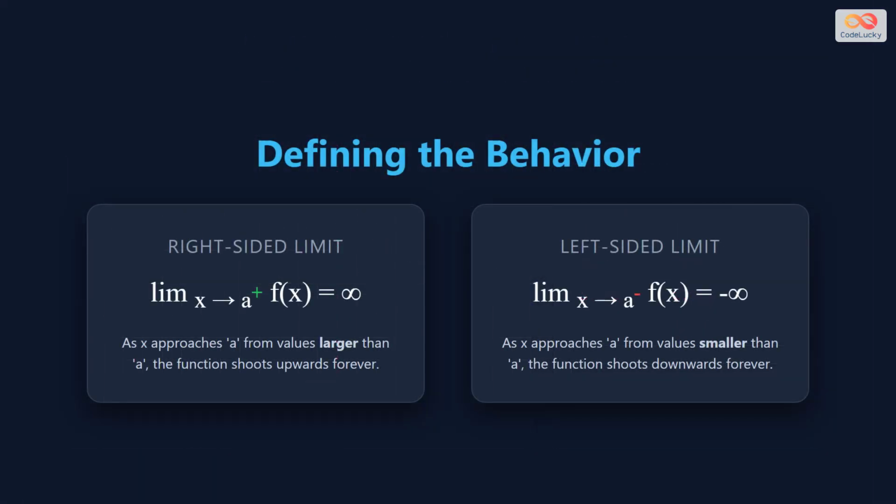We write this using limit notation. If we approach a value from the right side, indicated by a small plus sign, and the graph shoots up, the limit is positive infinity. If we approach from the left, indicated by a minus sign, and it shoots down, the limit is negative infinity. This notation describes the behavior near the asymptote.